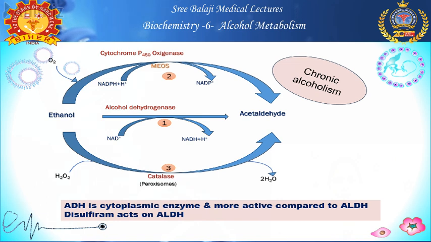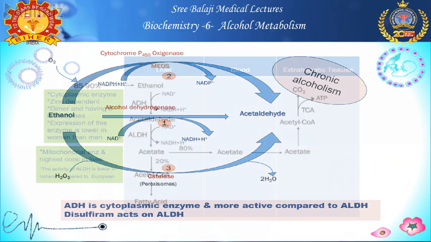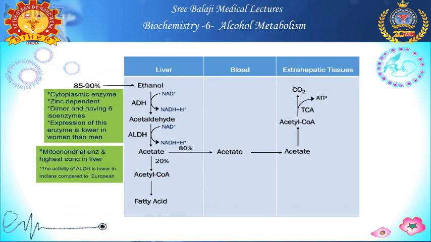Then the second one is the cytochrome P450 oxygenase enzyme. It is a NADPH dependent enzyme. It releases one NADP, and this enzyme is more active in chronic alcoholism. And the third enzyme is the catalase enzyme, which is present in the peroxisome. The enzyme activates in the presence of hydrogen peroxide and it releases two water molecules. Ultimately, ethanol will be converted to acetaldehyde by the three enzymatic reactions in the liver. So the first step of alcohol oxidation is over, which is done by alcohol dehydrogenase. There you will be getting one NADH.